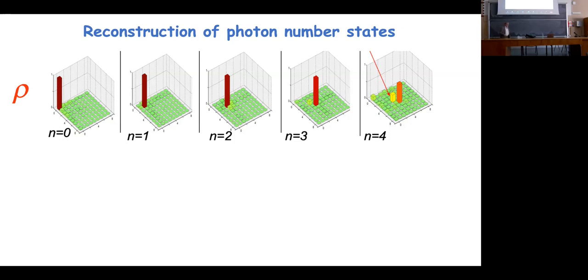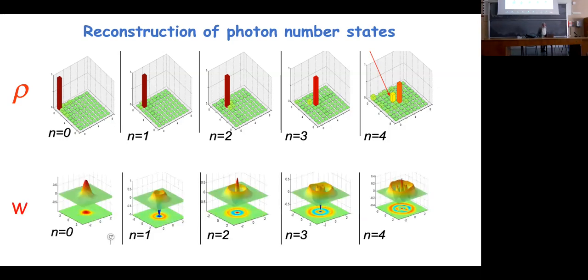So you cannot go much higher. This is the density matrix, but you can compute the Wigner function, and you see that the experimental Wigner function looks very much like the one I showed to you before. It is n equals 0, n equals 1, n equals 2, n equals 3, n equals 4. You see these rings, the number of rings increases.